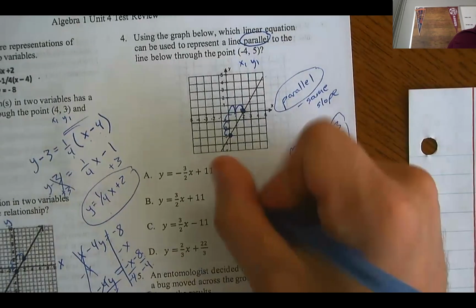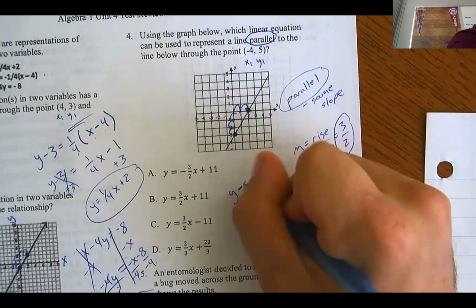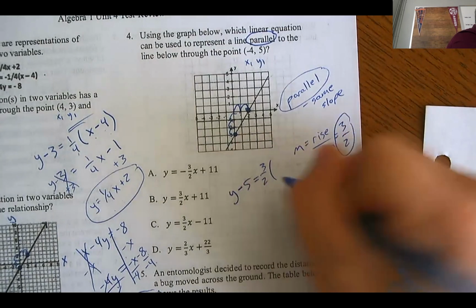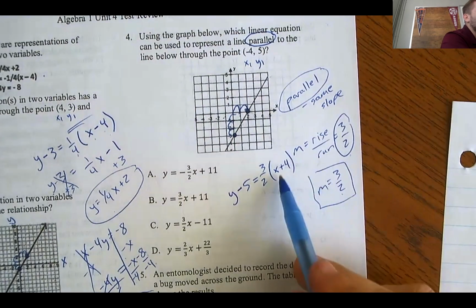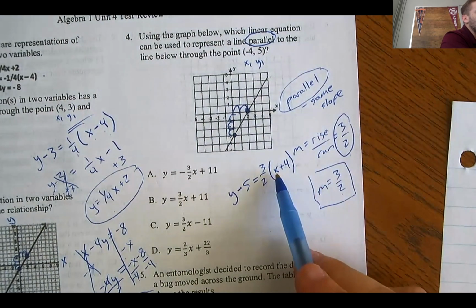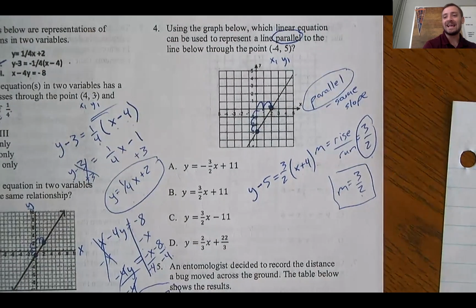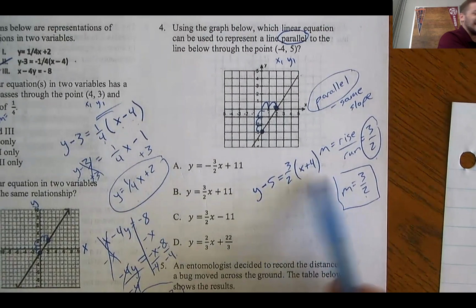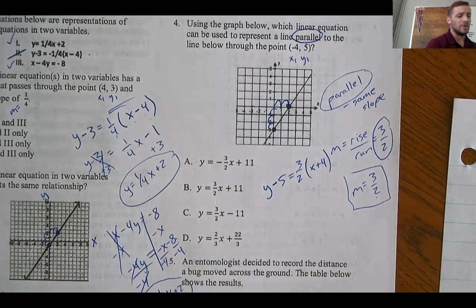So point slope form is y minus y1 equals m times x minus x1. And you're probably saying, Coach Issa, why did you put a plus sign? Because it should have been x minus -4, but minus a negative becomes a positive sign. All right, so here's my answer in point slope form, but none of the answer choices are in point slope form, so I need to convert them.